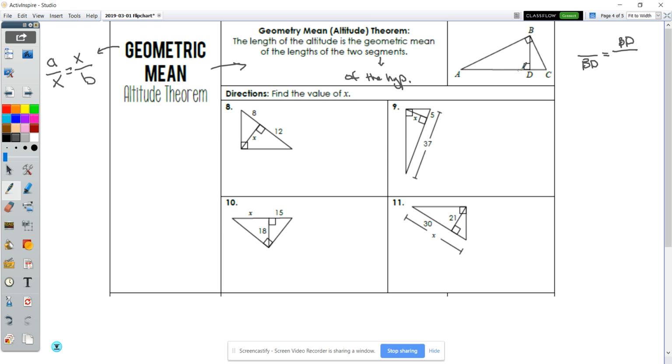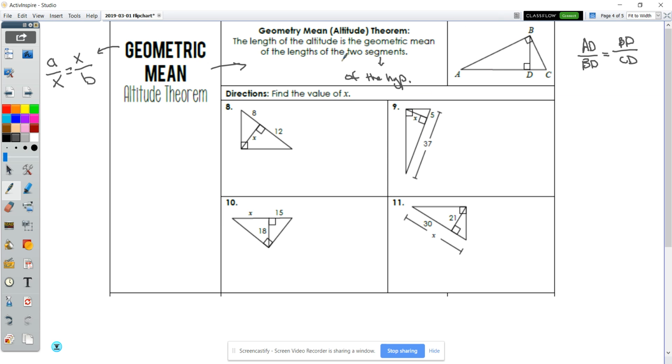So one of the segments of the hypotenuse is this segment here, AD. The other segment would be this segment here, CD. So the altitude, BD, is the geometric mean of the two segments of the hypotenuse, AD and CD. Okay? Now, putting this into practice, you can solve a problem like this, where you have a right triangle with an altitude. Notice the x is my altitude, the 8 and the 12 are the two segments of the hypotenuse, so I have all three numbers that I would need for this particular formula.